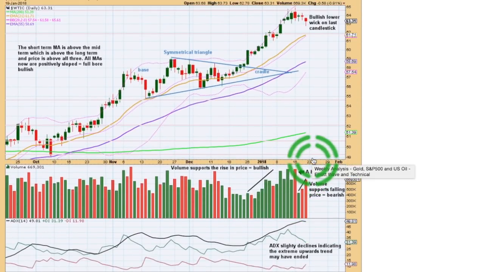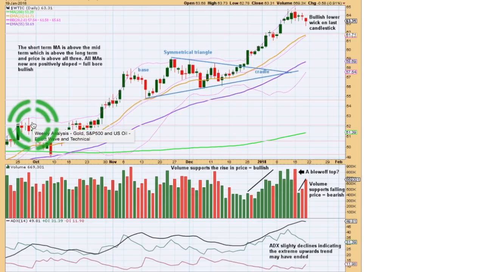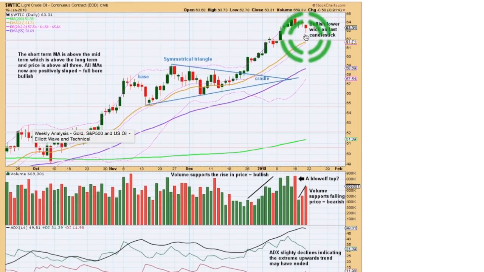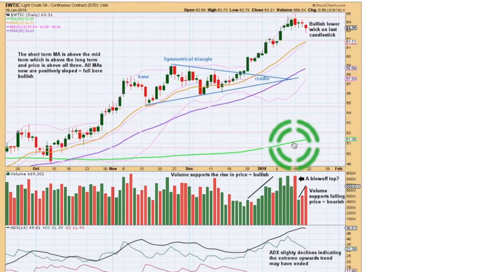What about the daily chart level for the shorter-term picture for US oil? The moving average picture is full bore bullish. The short is above the mid, is above the long-term 200-day moving average, and price is above all three, and all of the averages have positive slopes. That's a full bore bullish look.